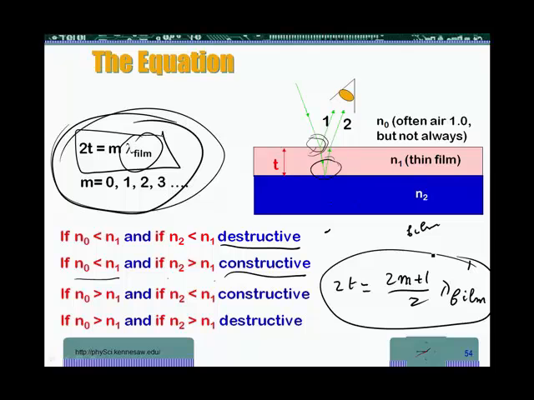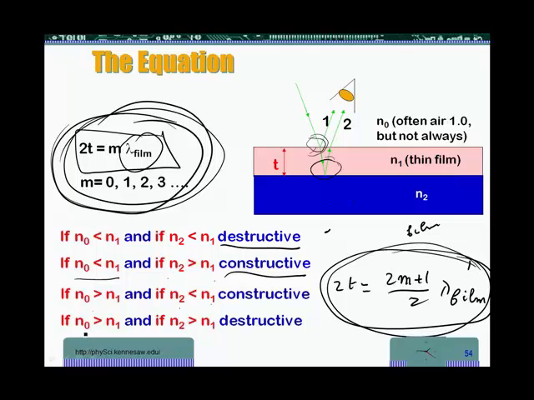Now, what if n0 is larger than n1? Then that's different. That means beam 1 is not going to undergo a phase change. Now, if n2 is also smaller than n1, it means ray 2 does not undergo a phase change either. So neither one of them undergoes a phase change. So this equation is going to give me constructive interference. Destructive interference, I can get it with this equation.